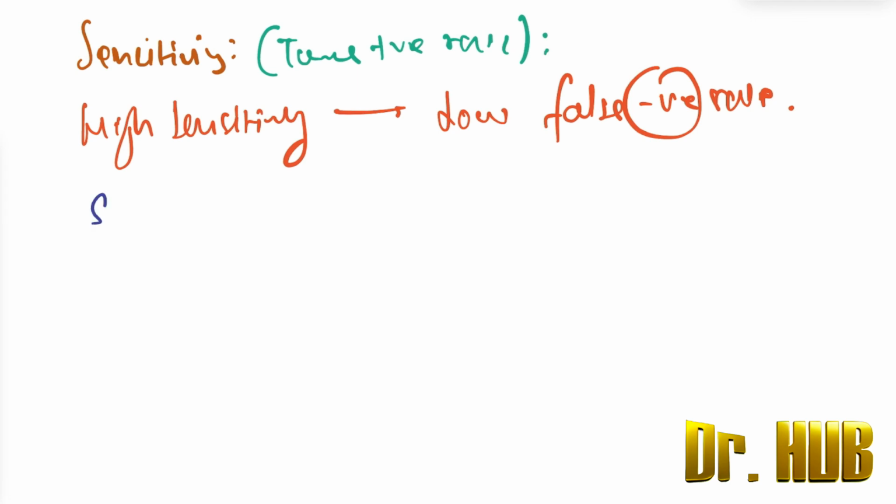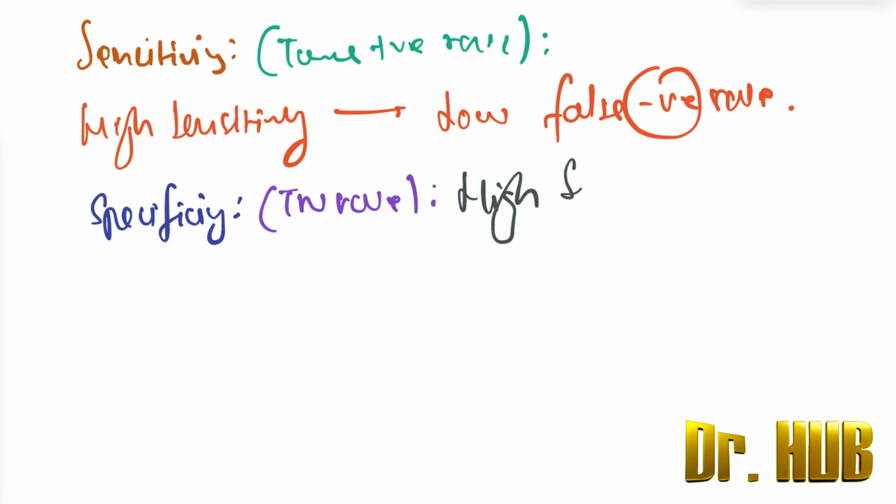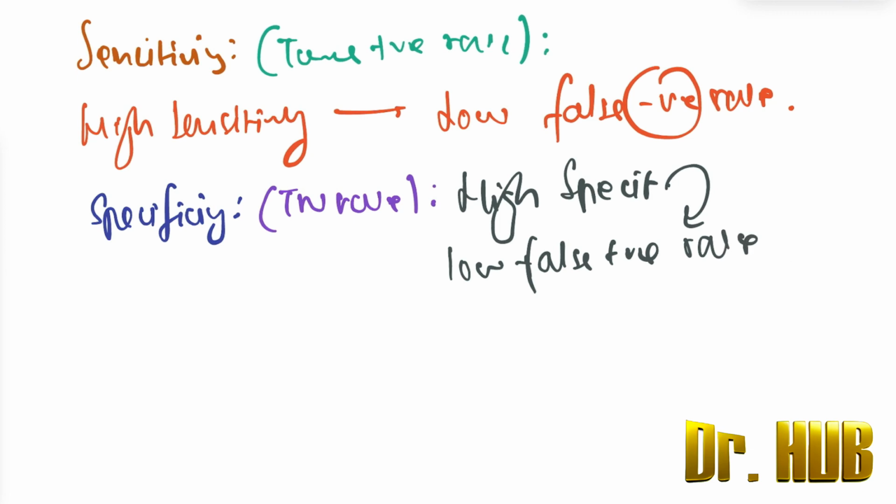Then comes the specificity. Specificity is nothing but the true negative rate. A high specificity indicates a low false positive rate.